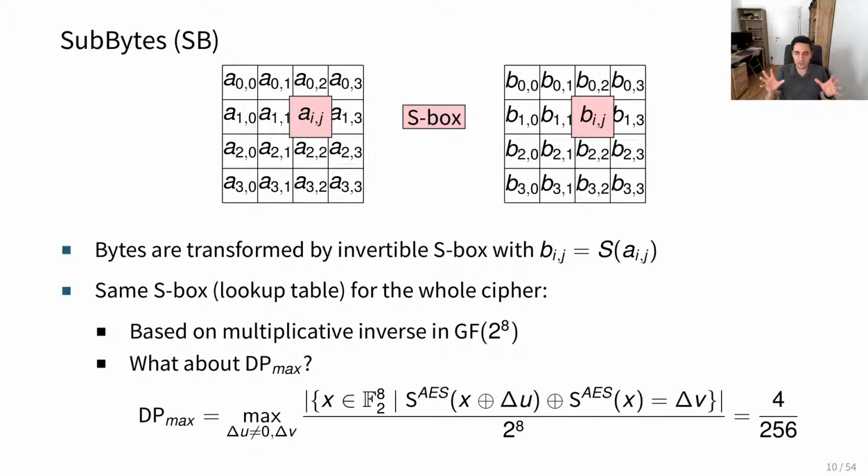So if I have any non-zero input difference, and then I go over all possible values and also possible output differences, this is the maximum probability for such a transition, so to say, over all possible transitions.